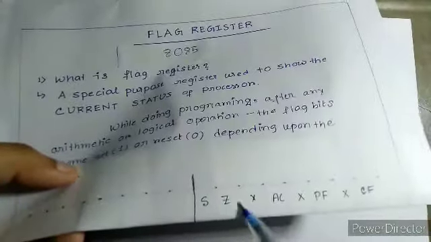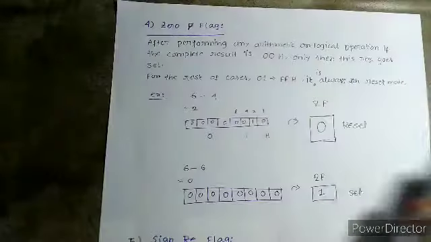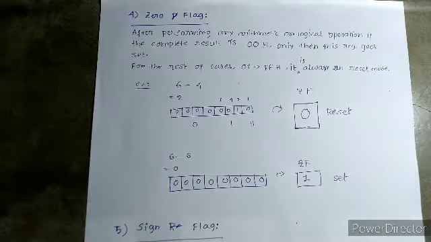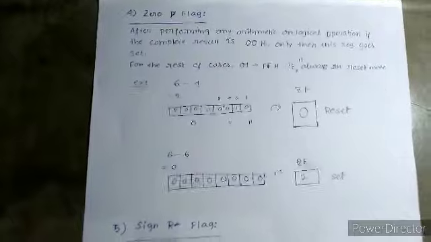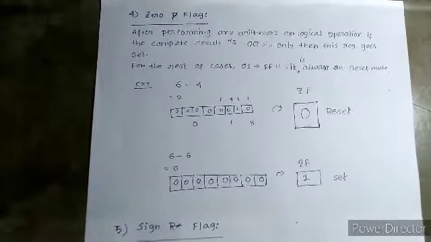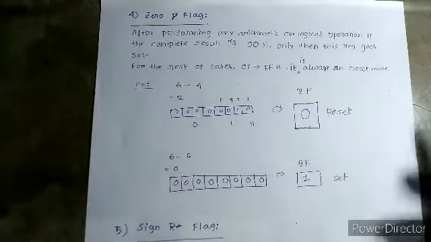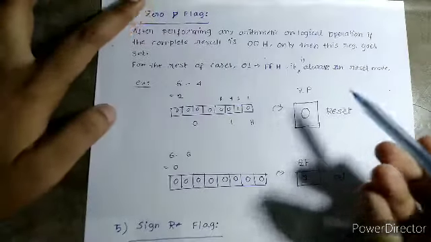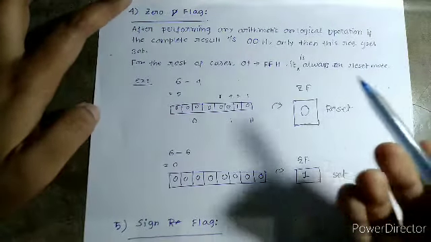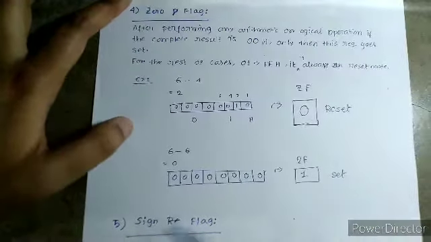Next is the easiest one, the zero flag. By the name, I hope you can understand. If after performing any operation the whole result is 0, then the zero flag is set as 1.